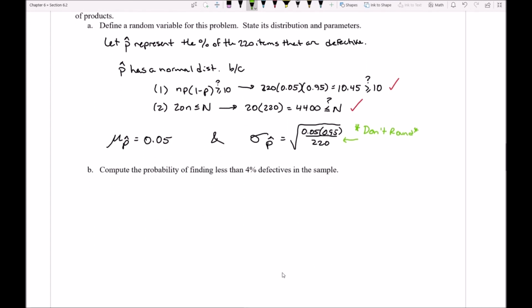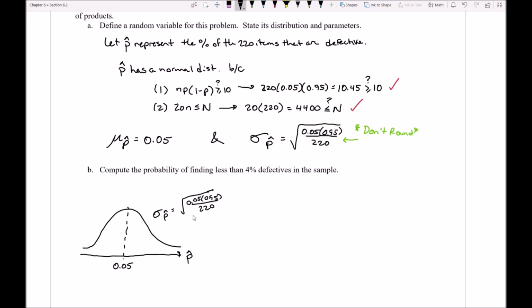So let's take this into part B. Compute the probability that I would go out and find less than 4% of the items in my sample being defective. If I think about what this means pictorially, there's a lot of different p hats that I could get. I know that they fall into a normal distribution. I know the most common or average p hat to get is 5%. And I know there's a standard deviation of p hats that's given by this value. I don't want to write out a rounded version of it, so I'm just going to leave it just like that.